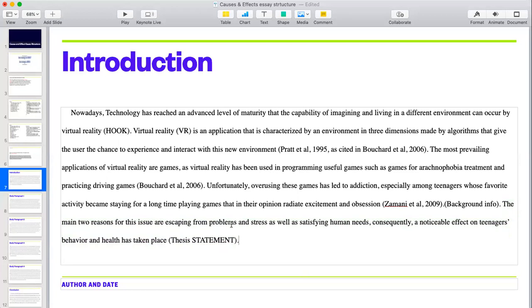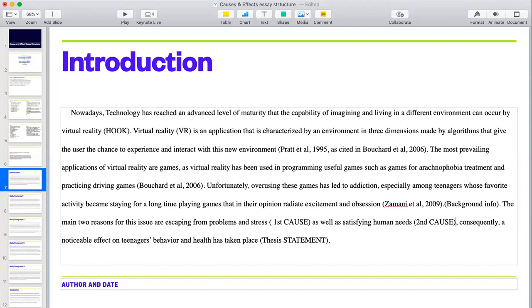Escaping from problems and stress. Excellent. The causes. This is the first cause, right? Yes. First cause. Excellent. Okay. What is the second cause? Satisfying human needs. Very good. Thank you very much. So this is the second cause.